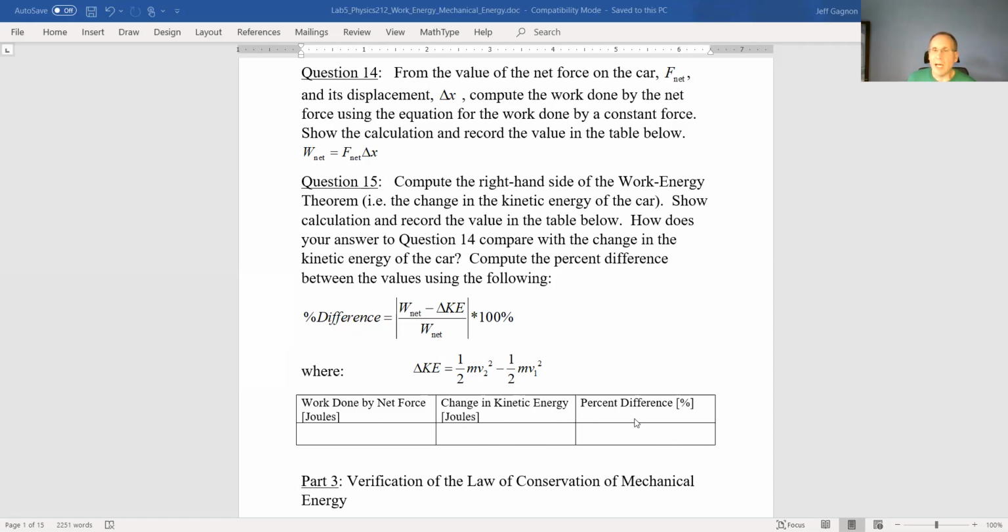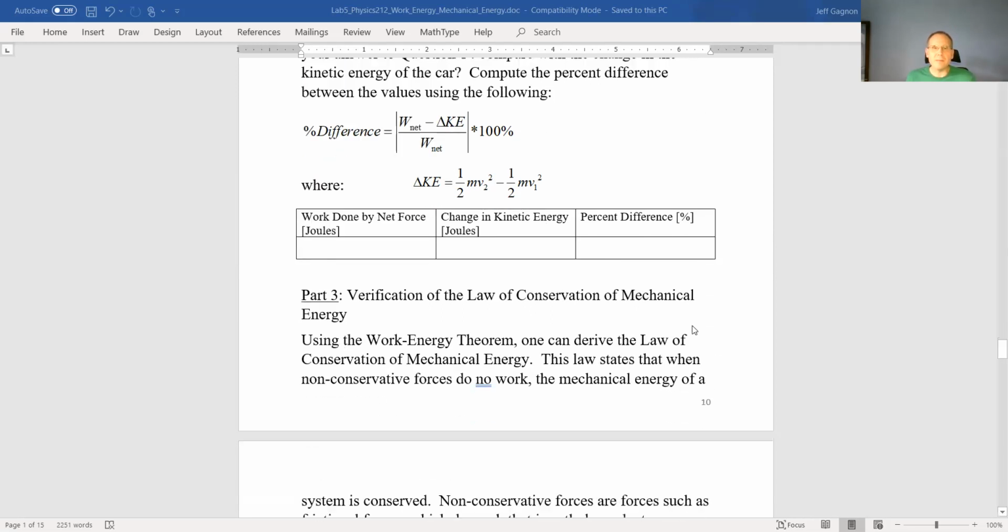And what should we get? Well, think about the work energy theorem. We know that the net work done should equal the change in kinetic energy. So if I compare these two, hopefully I get a very small value here. In theory, it should be equal to 0. It won't be exactly 0, but hopefully it'll be a fairly small value. Okay, so that's it for part 2.